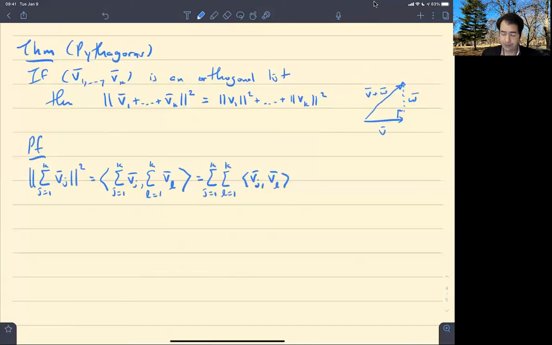But now these vanish. For each J, I have a sum over L, and all of these terms vanish except for the one where L is equal to J. So this is equal to the sum, J goes from 1 to K, of the inner product of VJ with VJ. But we're done, because that's the sum, J goes from 1 to K, of the norm of VJ squared. That's what we wanted to show.